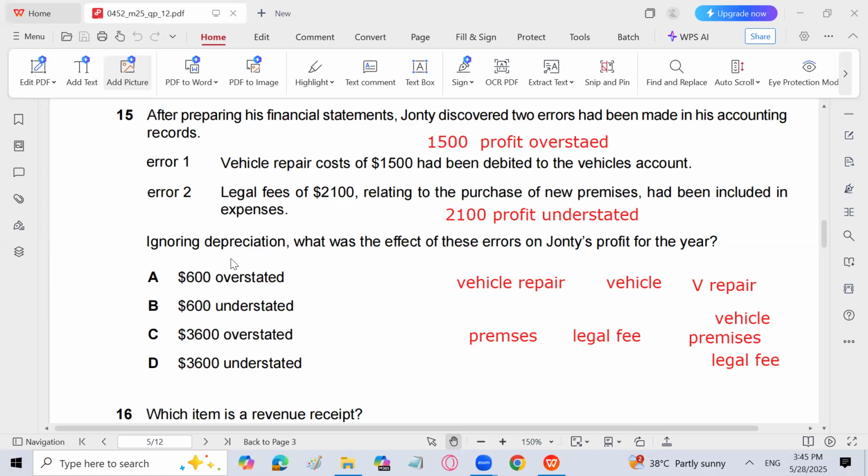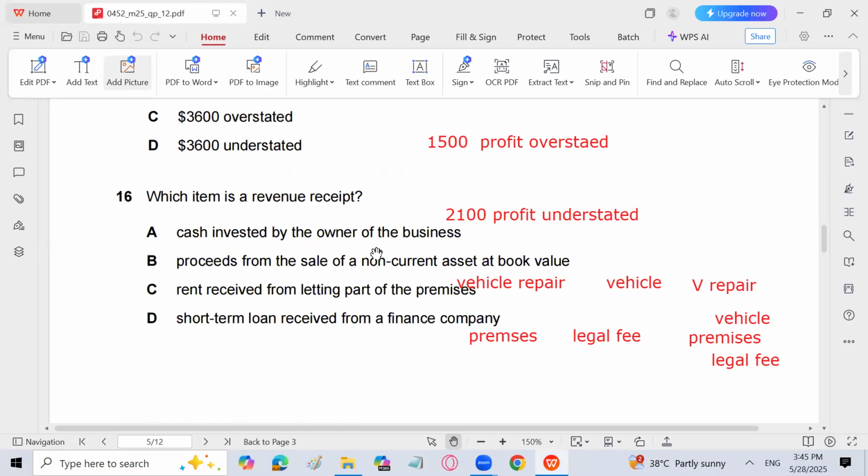Which item is a revenue receipt? Cash invested by the owner of the business is a revenue receipt. Yes. Proceed from sale of non-current asset at net book value. So B is the answer. Rent received income, short-term loan received from a finance company is also treated as an income because it's a short-term loan. So proceed from the sale of a non-current asset at book value is a capital receipt, because whenever a non-current asset is sold, we record it as a capital receipt, right?